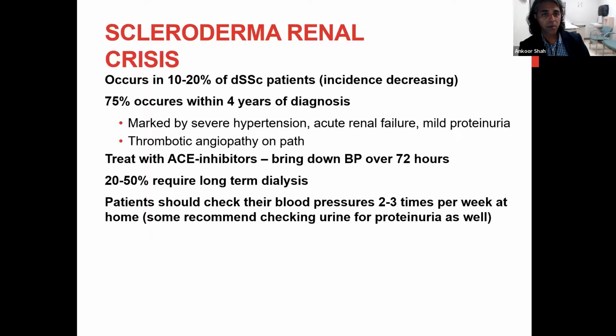The treatment for scleroderma renal crisis is ACE inhibitors, to bring the blood pressure down over 72 hours. About 20 to 50% will require long-term dialysis, but I will tell you I've had patients that ultimately were able to come off of dialysis due to improvement in their kidney function despite needing it during their period of renal crisis. I recommend patients check their blood pressures 2 to 3 times per week at home, and periodically in clinic we'll check their urine for proteinuria. In patients with RNA polymerase III, this should probably be emphasized given their increased risk of renal crisis.